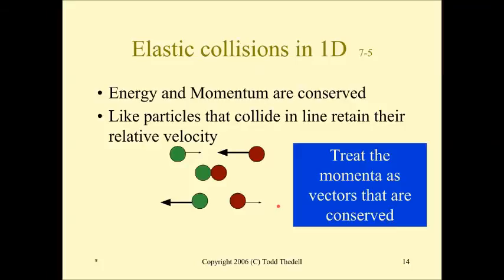We treat momenta as vectors, so that they are conserved. These are all in line with each other, so it's easy to see that. We will look at an example where we have vectors that are not in line with each other, and those are a little bit more tricky.